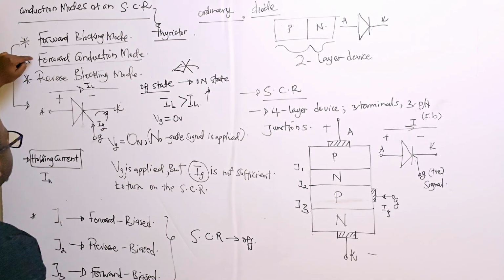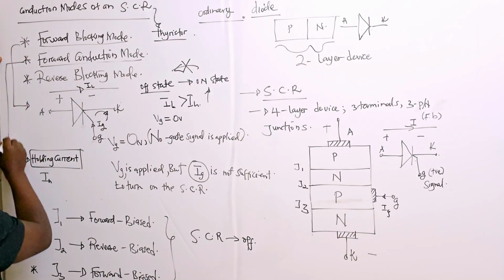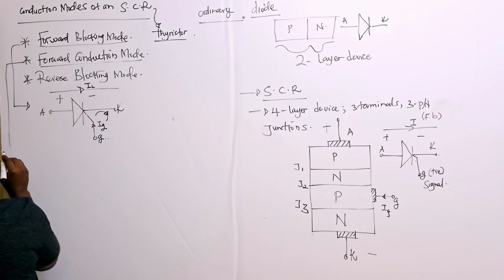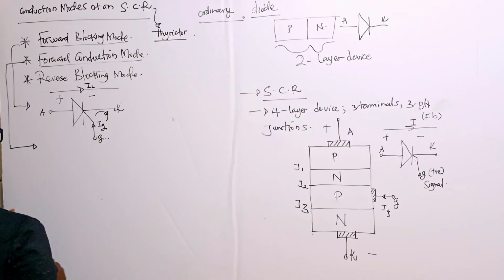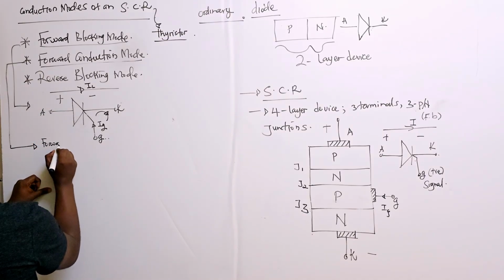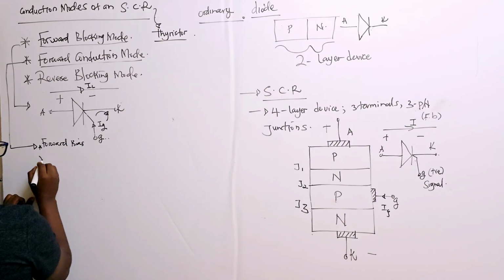So for forward conduction mode, this is what we have. I've cluttered the board a bit, so let me clear the board so that we can proceed. The forward conduction mode. We are on to another mode. What are the conditions for the forward conduction mode? So still we have to be in forward bias mode. That is one.